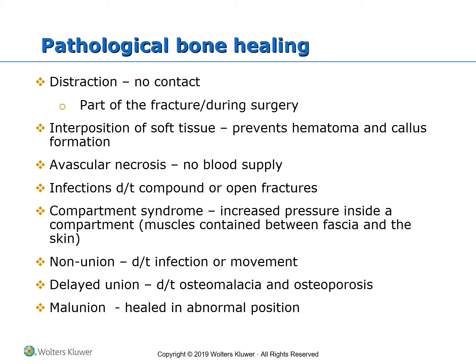Whenever we have interposition of soft tissue, well, imagine that the bones have around them muscles and fascias and other tissues. When a bone is broken, tiny parts of the muscle or the fascia may intercalate and may be positioned in between the fragments, the two fragments of the fracture, and that will prevent the formation of the hematoma and the development of the callus. We do have another type of pathological bone healing that is called avascular necrosis.